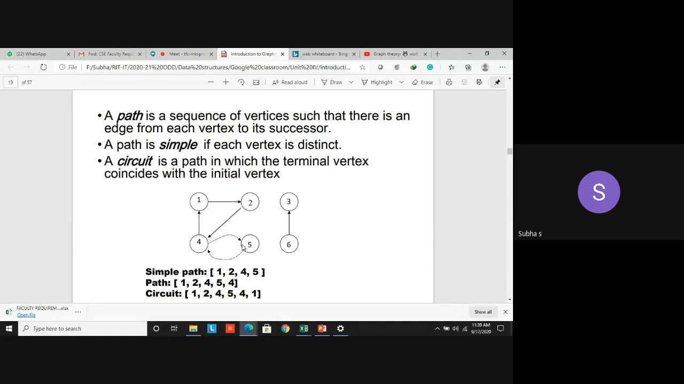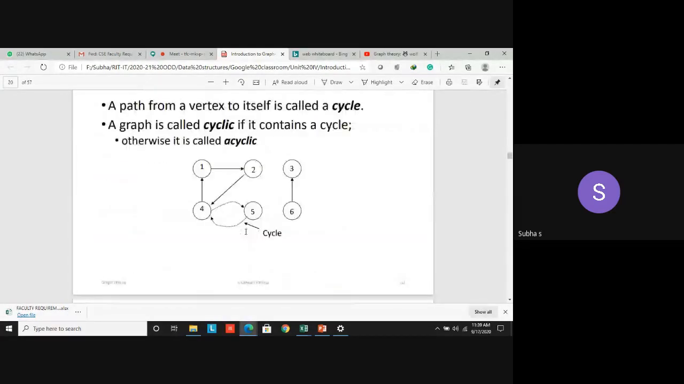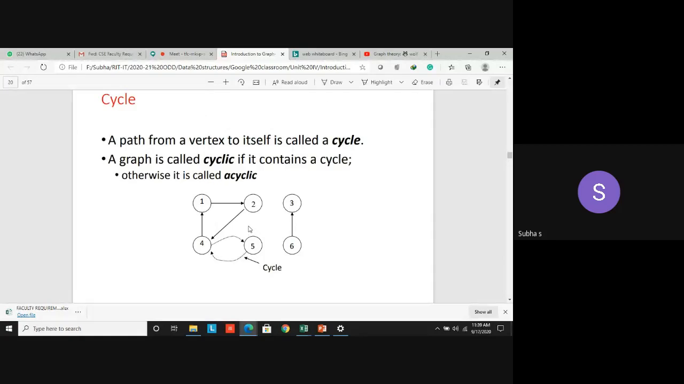Then finally we saw circuit. Circuit means if I am reaching the same vertex, that is called a circuit. You are going to find the path only, but if you reach the initial vertex after the terminal vertex, that is called a circuit. We have seen all those things. Then cycle. Using this cycle formation, we are going to see different applications. In a graph, if there is any cycle formation, that is called a cyclic graph. Otherwise, it is called an acyclic graph. In a directed graph, if there is no cycle, then that is called a directed acyclic graph, DAG. It's a famous acronym used in graphs.